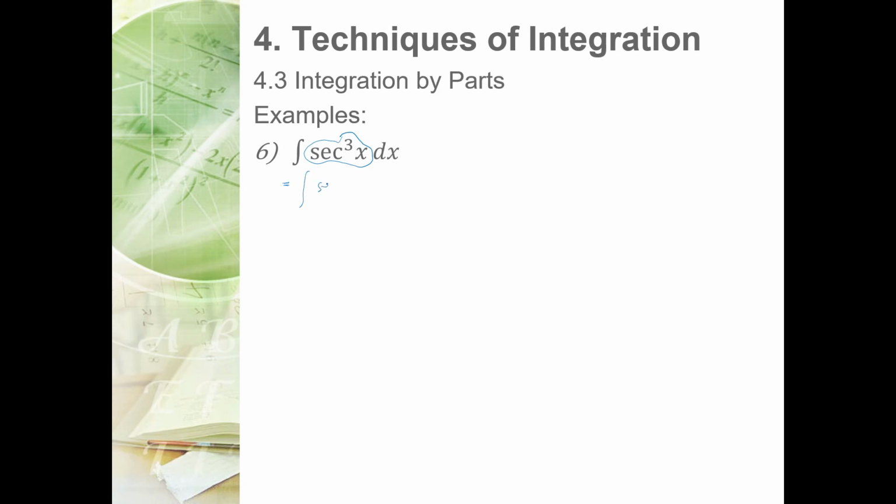So let's make it secant x, then multiplied by secant squared x dx. The purpose of which is that this one might be the complicated term, then this one would be the easy term for u. So u is equal to secant x, and then dv here is equal to secant squared x dx.